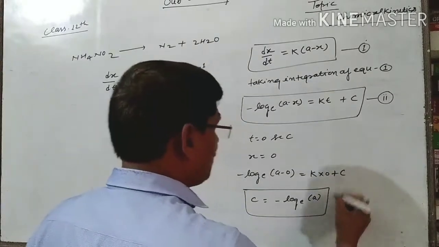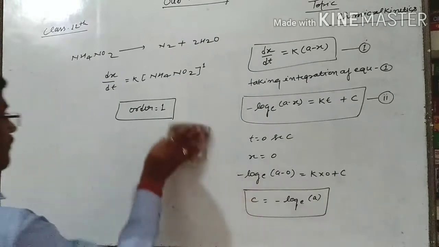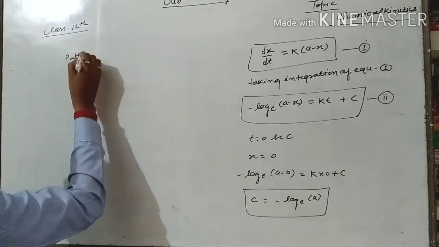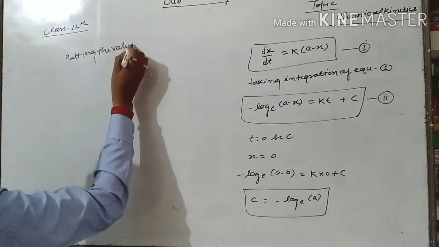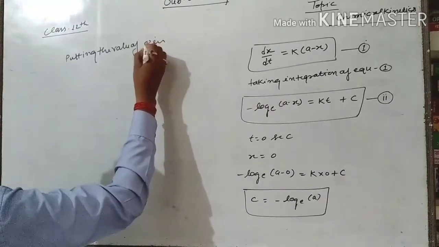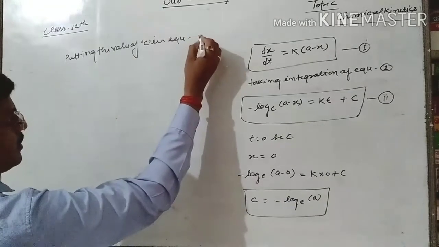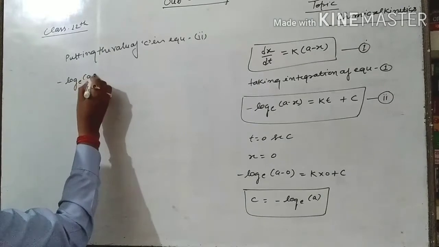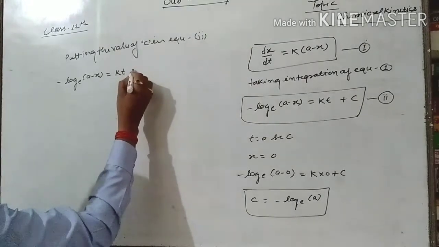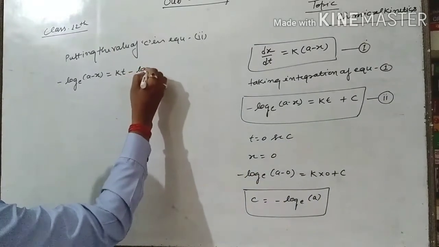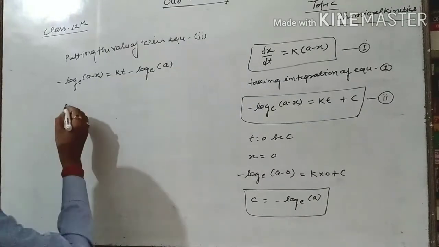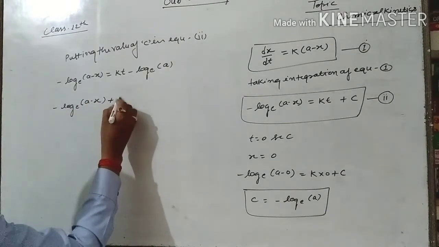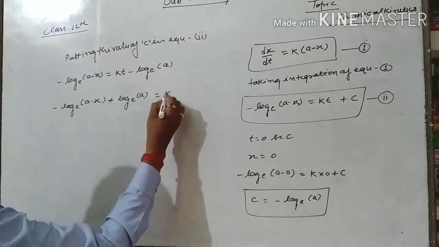This value of C I have to place in equation second. So see here, putting the value of C in equation second, minus log e base (a minus x) is equal to Kt plus C. There will be minus log e base a, or minus log e base (a minus x) plus log e base a is equal to Kt.